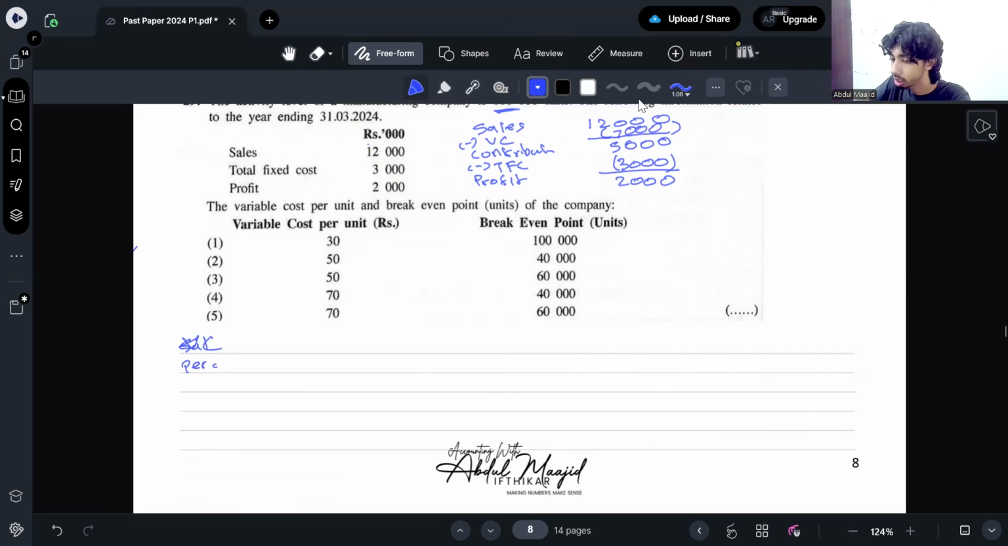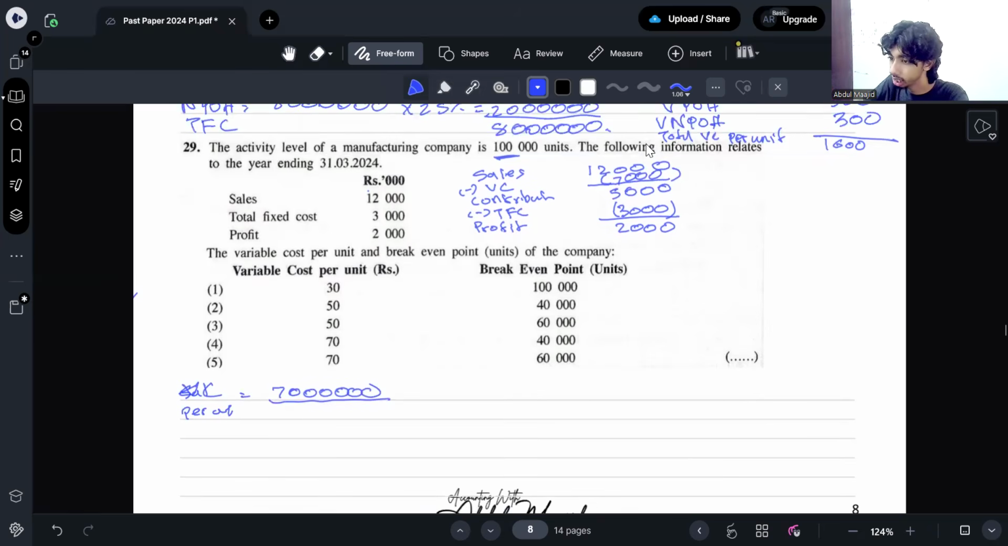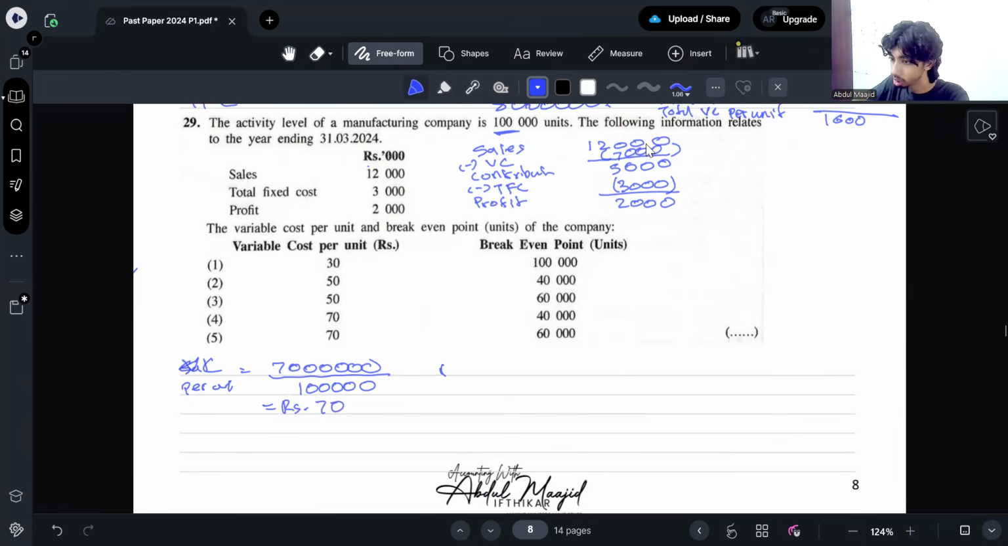Total variable cost I found as 7 million, divided by the 100,000 units we are producing. That means the variable cost per unit will be rupees 70. Then how do you find break-even point? Break-even point equals total fixed cost divided by contribution per unit.